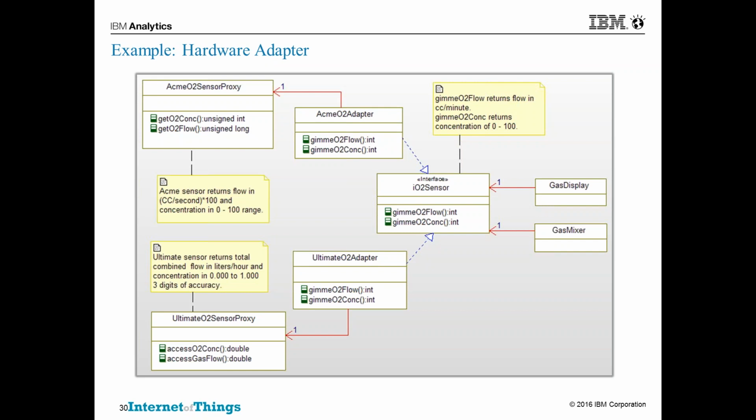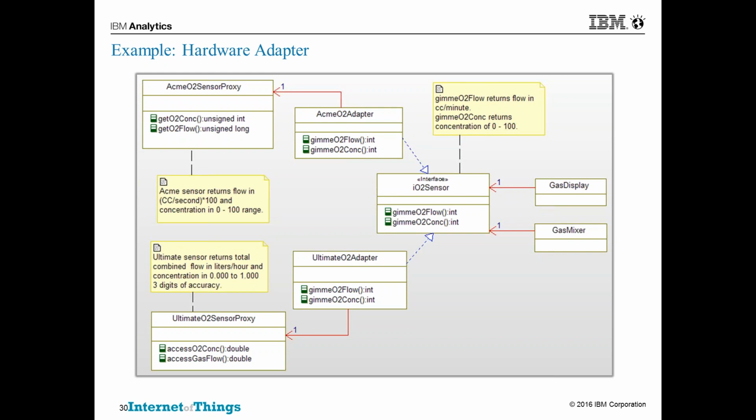So let's look at an example of that. Here we've got a gas display and a gas mixer that need to get O2 data. And the data they need are O2 flow and O2 concentration. And there are two different proxies that we have. The Acme O2 sensor proxy, which produces concentration and flow in different units. These have to be converted.